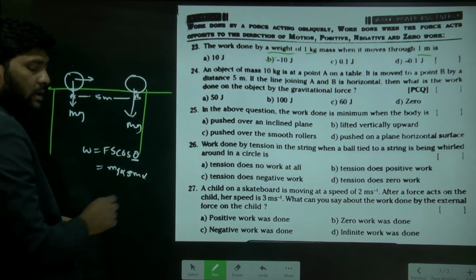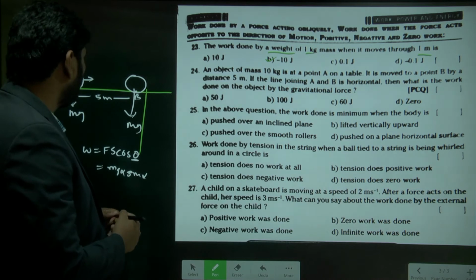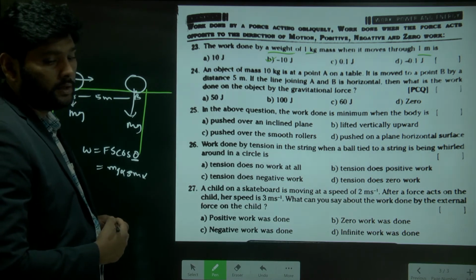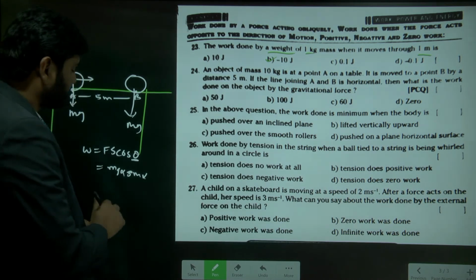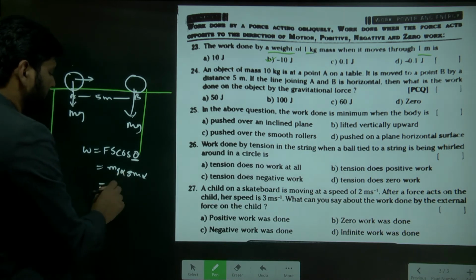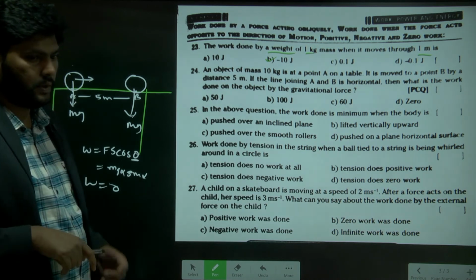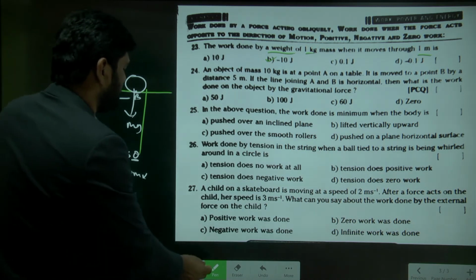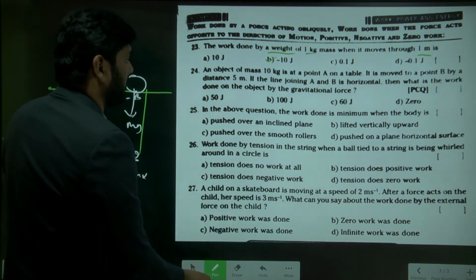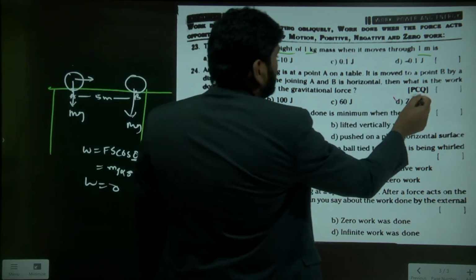But what is the angle between the force and displacement? 90 degrees. Cos 90 is 0, so work done is how much? 0. Understand? Because they are maintaining a 90 degree angle. So the answer is what? 0.